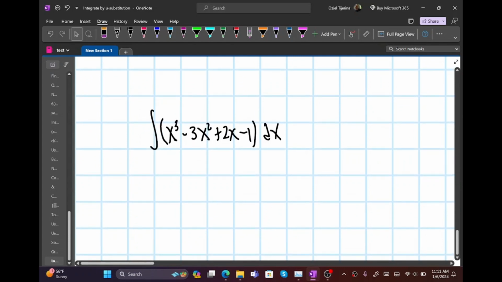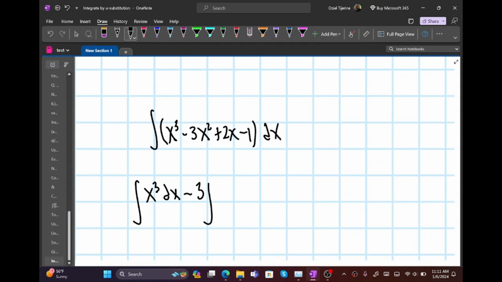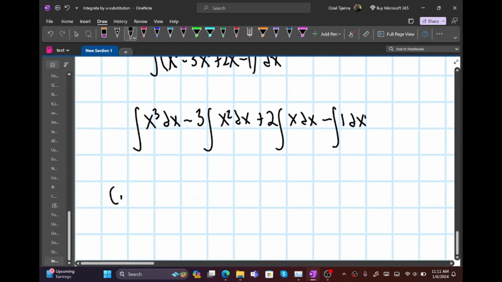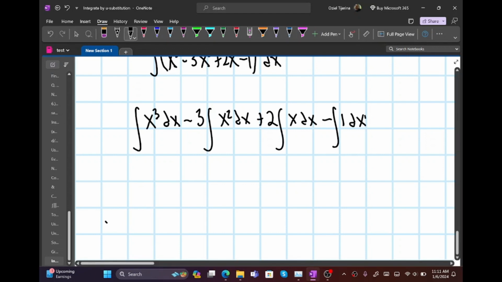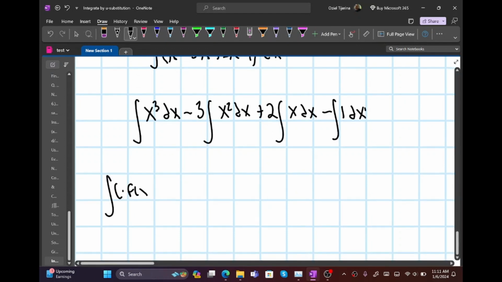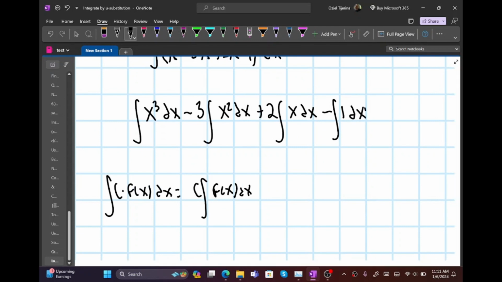This is going to be the integral of x cubed dx minus 3 times the integral of x squared dx plus 2 times the integral of x dx minus the integral of 1 dx. Okay, remember the constant rule: the integral of c times some function f of x is really c times the integral of f of x dx. So you're just taking the constant out. I did go over it in the last video, but I'll still do it. That's why I did that.